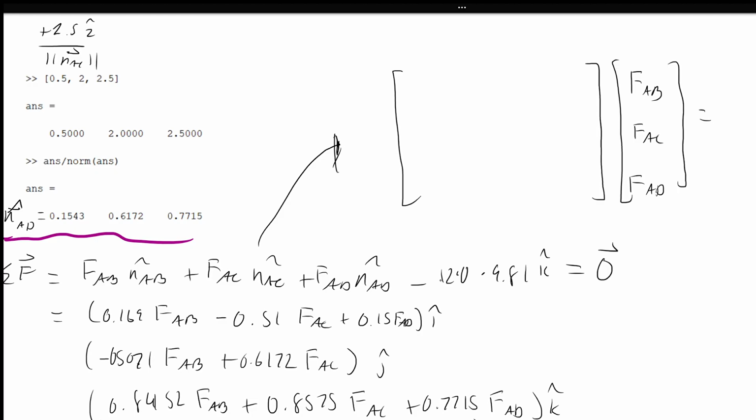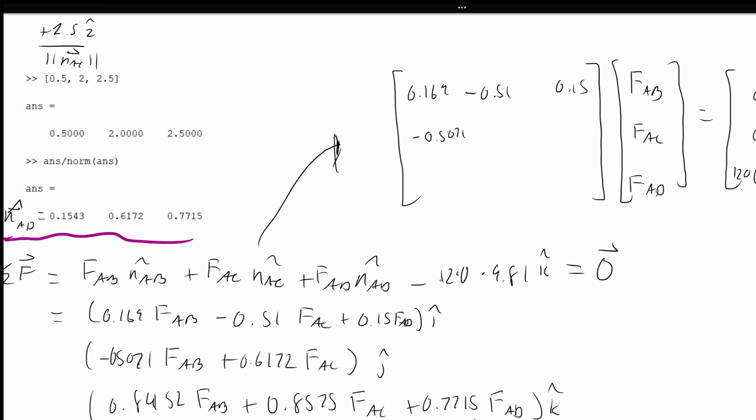And then on the right side of the equation, we're going to move all the scalar stuff, so in that case it'll be this. So we're going to have only that 120 times 9.81. And then these will both be 0. And over on this side, we'll have 0.169, minus 0.51, 0.15, minus 0.5071.